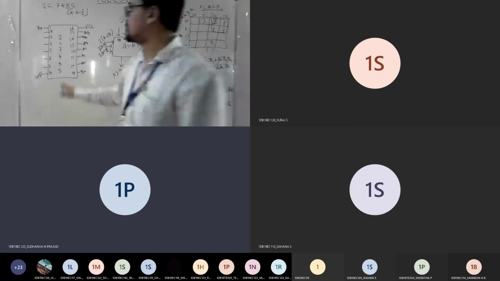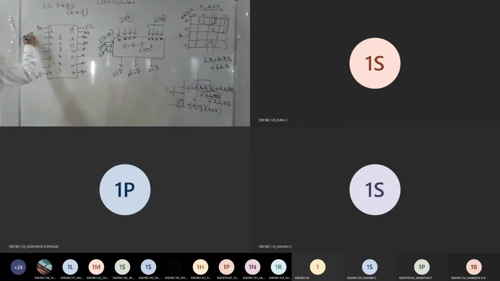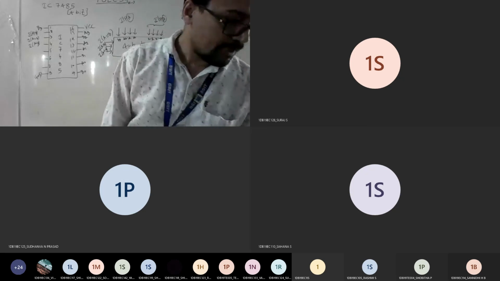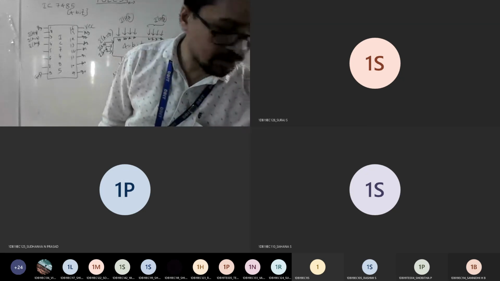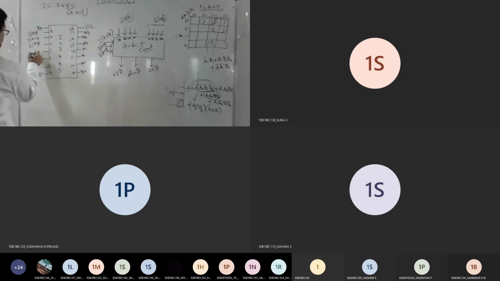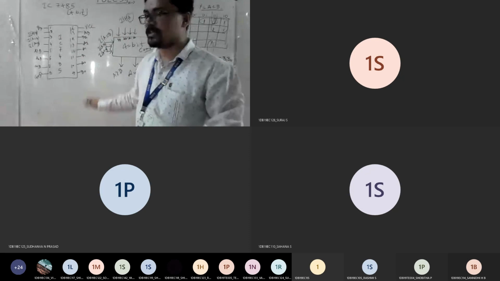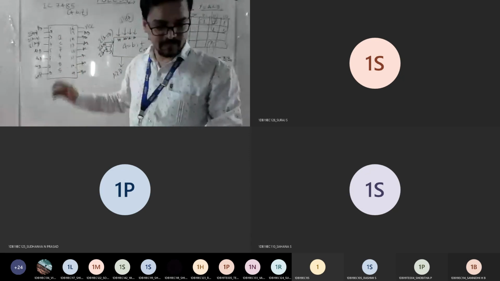Yes, sir. So pins 2, 3, 4 will be your cascading inputs, that is greater than, equal to, and less than. Pin numbers 2, 3, 4 are cascading, and pin numbers 5, 6, 7 are the outputs: A greater than B, A equal to B, and A less than B. So this is the pin diagram for your 7485. Am I clear? Is it visible here, everyone? Is it fine?